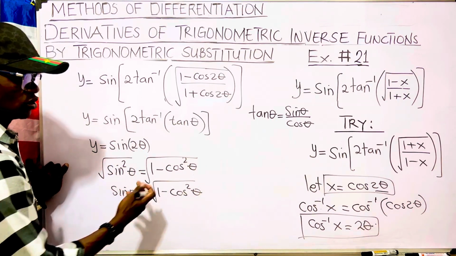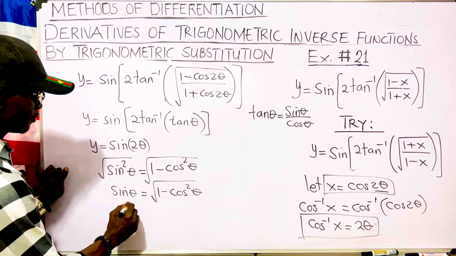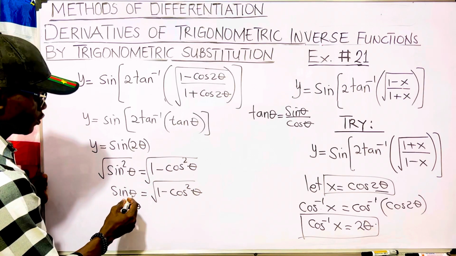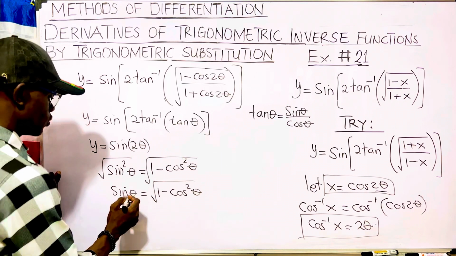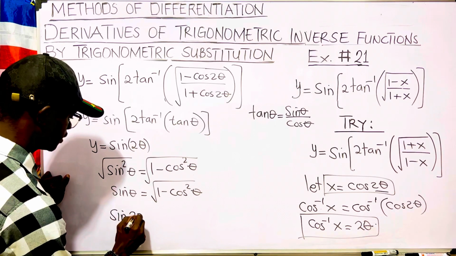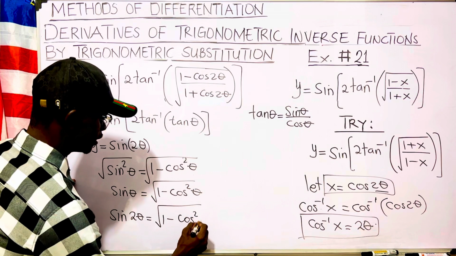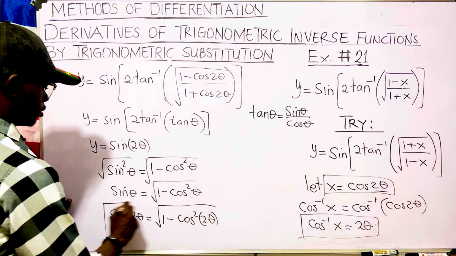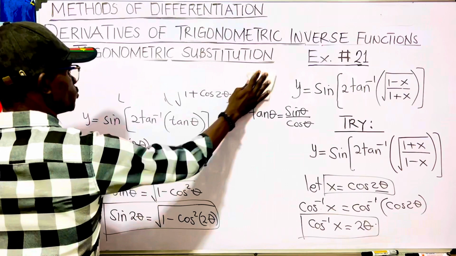Now this angle is a dummy variable. This theta represents a dummy variable. So if this is, for instance, 3 theta, it means this will be 3 theta. If this is 4 theta, it means this will be 4 theta, and so forth. So what if we allow theta to be equal to 2 theta? If we say sine of 2 theta, it means we will get the square root of 1 minus cos squared 2 theta. So we can now replace the sine of 2 theta with the square root of 1 minus cos squared 2 theta.